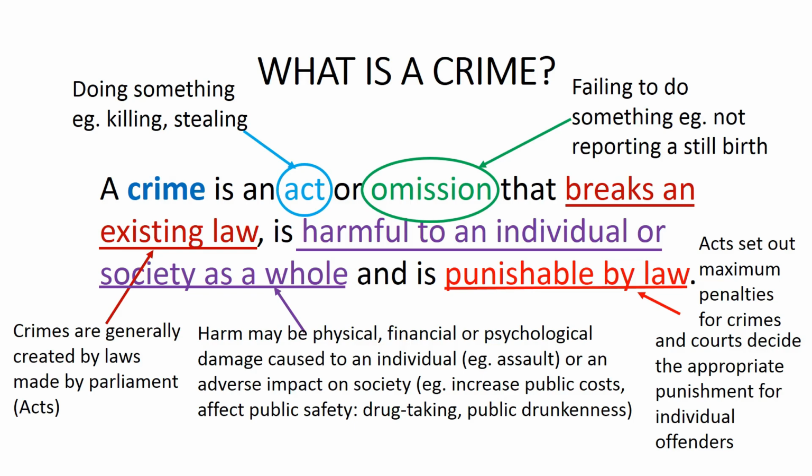Typically, the maximum penalty is reserved for the worst examples of those kinds of crime. For instance, the maximum penalty for murder is life imprisonment, but the courts are able to sentence murderers to a lesser term of imprisonment, say 20 years, depending on the circumstances in which that particular murder was committed.